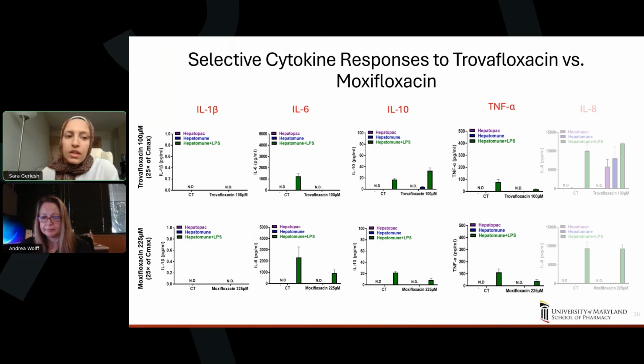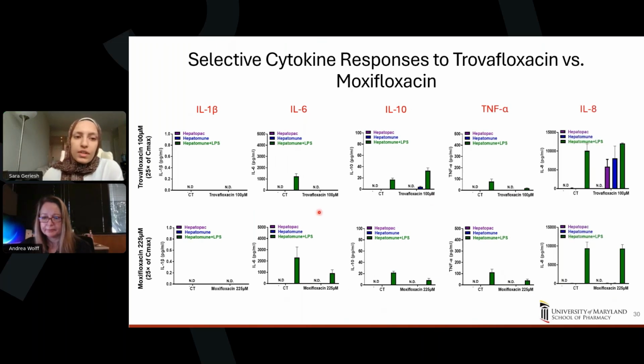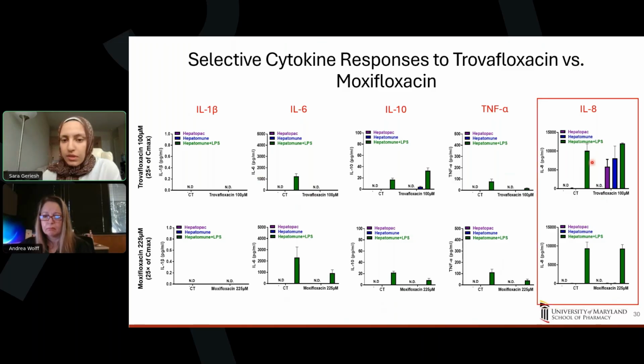TNF-alpha and interleukin-8. So the main thing I want to highlight out of these bar graphs is that for most of the other cytokines, it wasn't showing elevation or increase in the protein level unless LPS was added. However, that wasn't the case for interleukin-8, in which we were seeing an increase in the protein levels, even without the inclusion of LPS. So, of course, with the inclusion of LPS, the level was even higher, but we were still seeing some increase in the HEPATOPAC and HEPATOMUNE models, even without LPS.